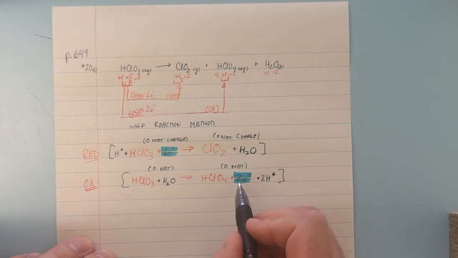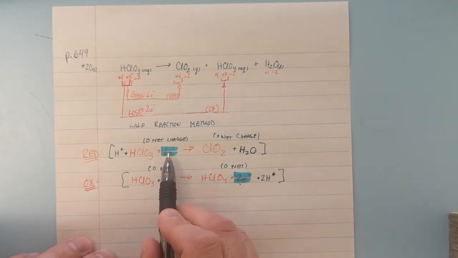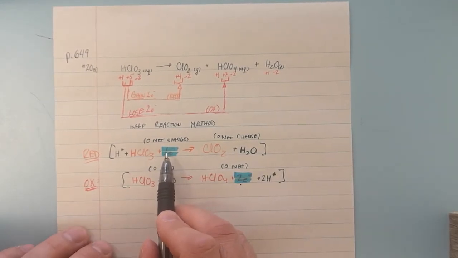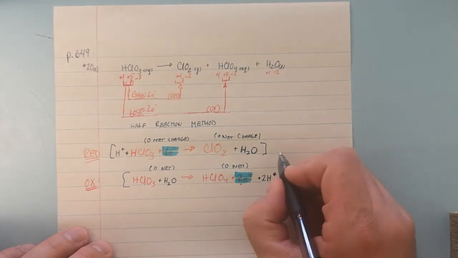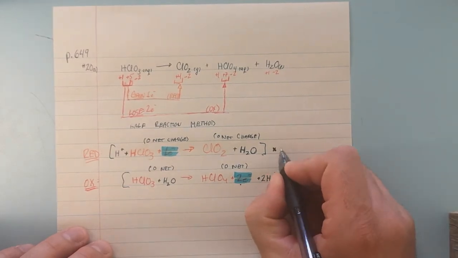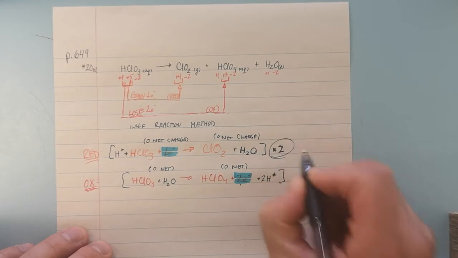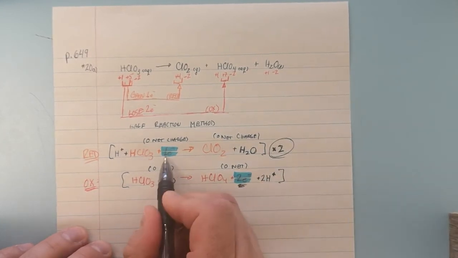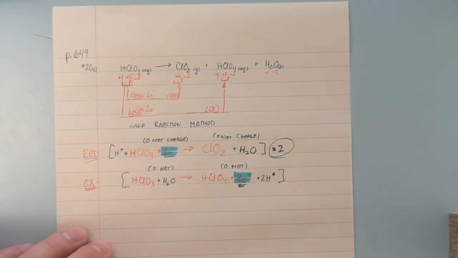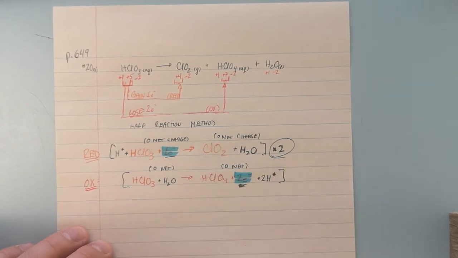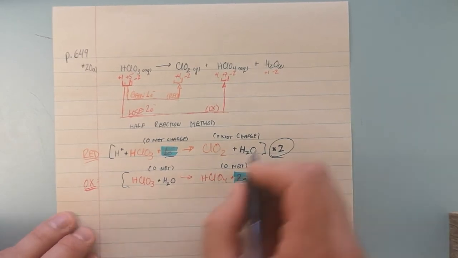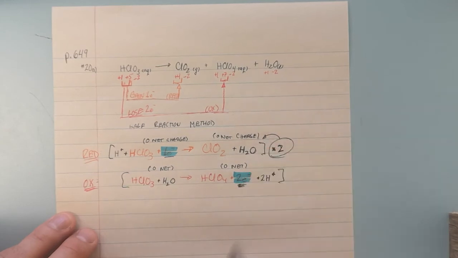Now, in order for us to balance the electrons, we need to have 2 electrons being reduced for every 2 electrons being oxidized. So our reduction half reaction needs to be doubled in order for us to balance the electrons gained and lost. Let's rewrite these equations and add them back together. So we use the distributive property here.